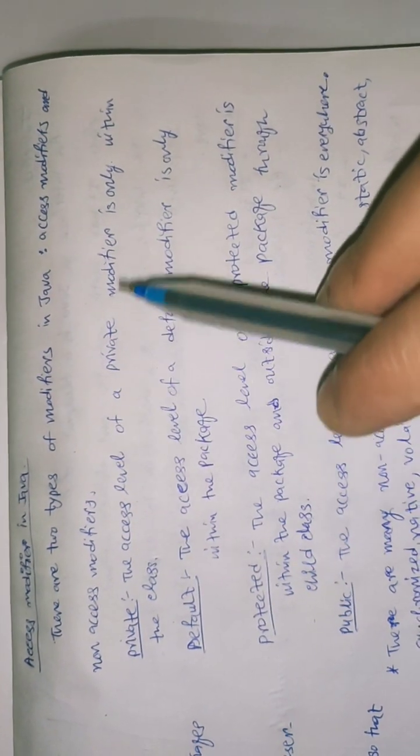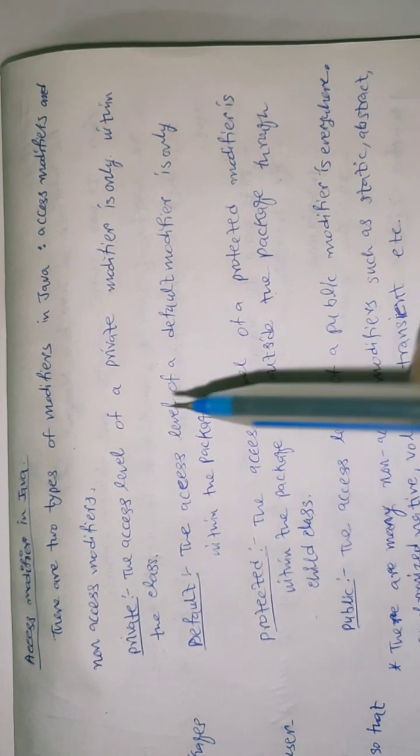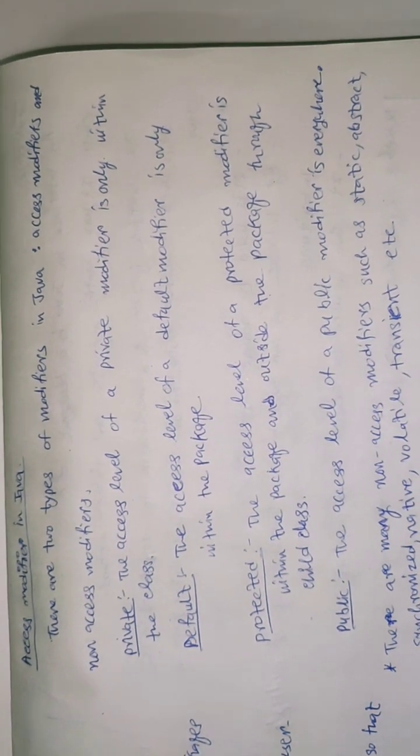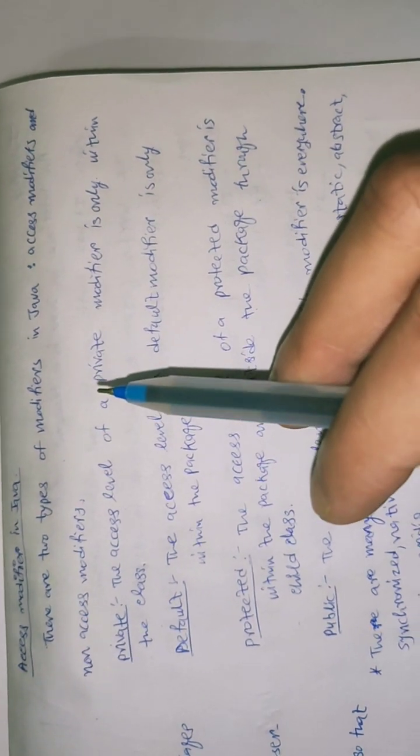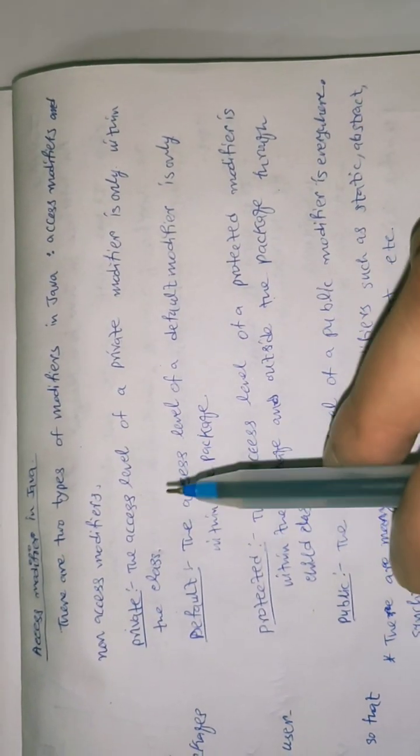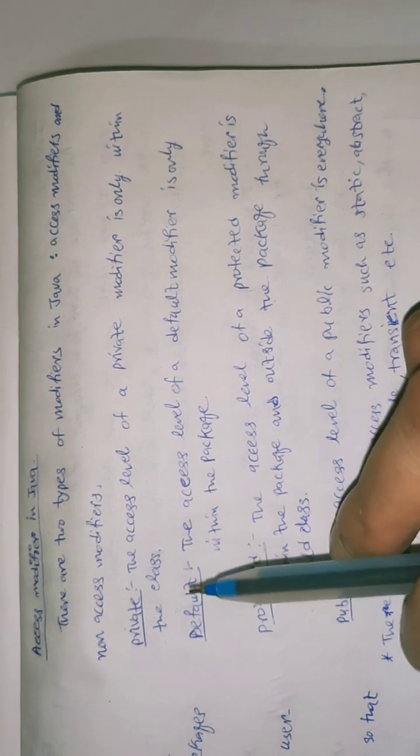The access level of a private modifier is only within the class. Suppose there is a class, and there is another class inside a file. The access modifier of a private member, suppose private int a, is applicable only for that class, not outside of the class.